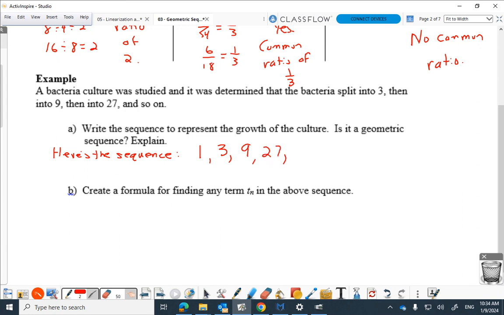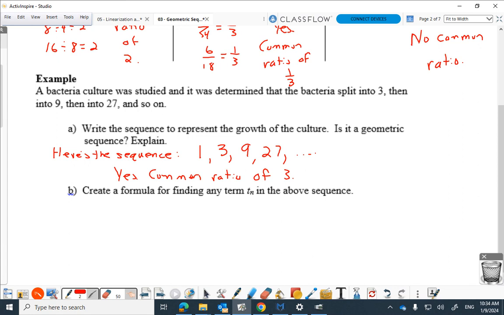Is that a geometric sequence? Yes. Common ratio of 3. And somebody might say, well, I didn't really need your sequence. I know you wrote it all out for us, and that was very nice of you, Mr. Todd, but I didn't really need the sequence to know that this was geometric. The description of the situation told me it was geometric. Splitting into 3, it was multiplying by 3 every time.